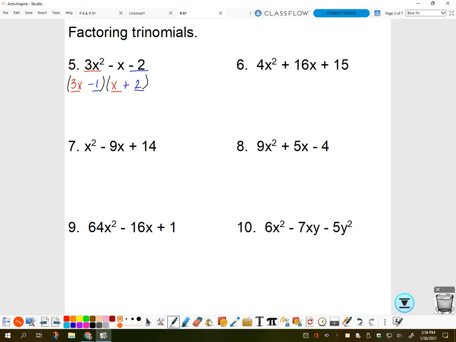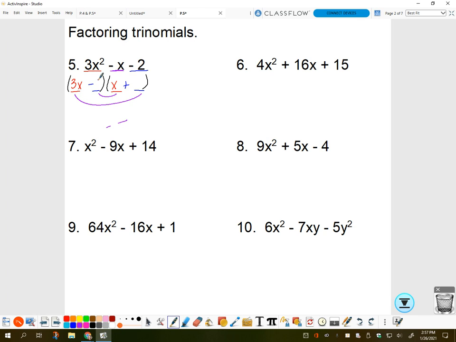When I say see if it works, we have forced it to give us a 3x squared and a negative 2. But we still have to check to see if this middle term is going to work out. We check that by multiplying the outsides and then multiplying the insides. And you can see that I'm going to get 5x, not negative x. So that means I didn't put my numbers in the right place, or I picked wrong numbers. On this one, we didn't have other numbers to pick. So if I switch those, we'll see what happens.